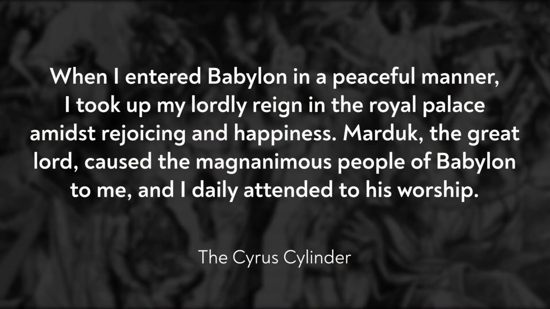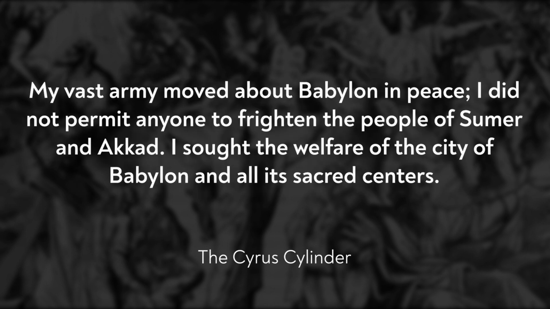Archaeologists have actually found what we now know as the Cyrus cylinder, from when Cyrus took over Babylon from Nabonidus. In it we read, "When I entered Babylon in a peaceful manner, I took up my lordly reign in the royal palace amidst rejoicing and happiness. Marduk, the great lord, caused the magnanimous people of Babylon to me, and I daily attended to his worship. My vast army moved about Babylon in peace. I did not permit anyone to frighten the people of Sumer and Akkad. I sought the welfare of the city of Babylon and all its sacred centers.